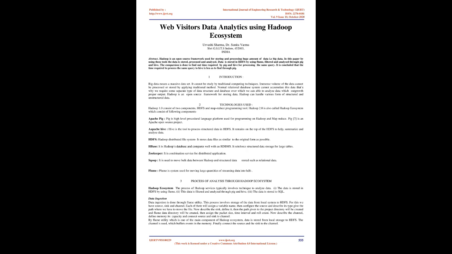2. Technologies used. Hadoop 1.0 consists of 2 components, HDFS and the MapReduce programming tool. Hadoop 2.0 is also called the Hadoop ecosystem, which consists of the following components. Apache Pig. Pig is a high-level procedural language platform used for programming on Hadoop and MapReduce. Pig is an Apache open source project. Apache Hive. Hive is the tool to process structured data in HDFS. It sits on top of the HDFS to help summarize and analyze data.